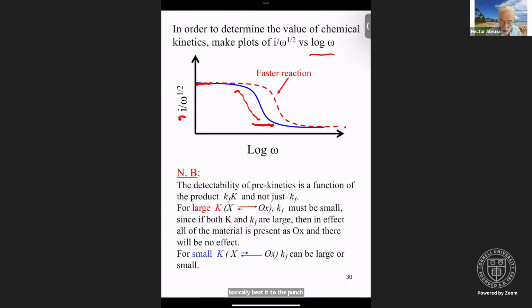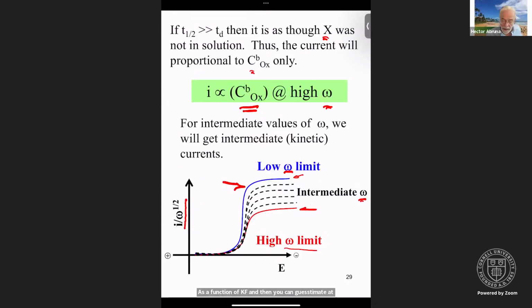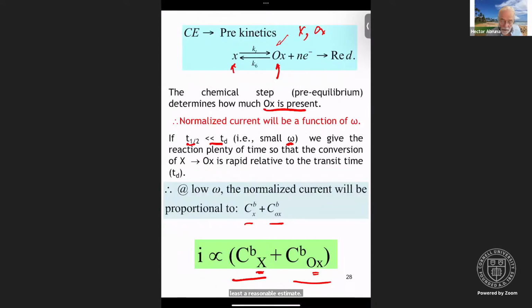And so by looking at how the normalized current varies as a function of omega, over a broad range of omega values, you can generate working curves for the mechanism in place and basically just fit as a function of Kf, and then you can get at least a reasonable estimate of, in essence, what the value of these is.